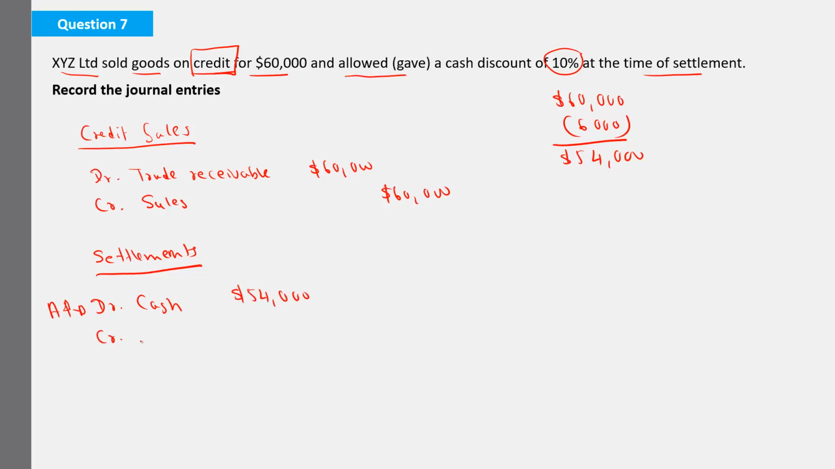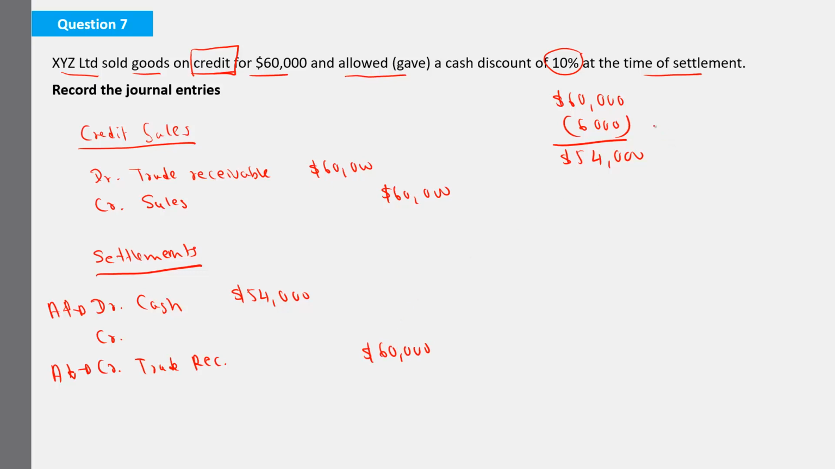And your credit record is going to be what? Your entire trade receivable amount is going to get reduced, and how much is it? $60,000. It is going to get reduced from $60,000. So I'll write it here. Your asset is decreasing. Which asset is going to decrease? Your trade receivable asset is going to get decreased by $60,000.